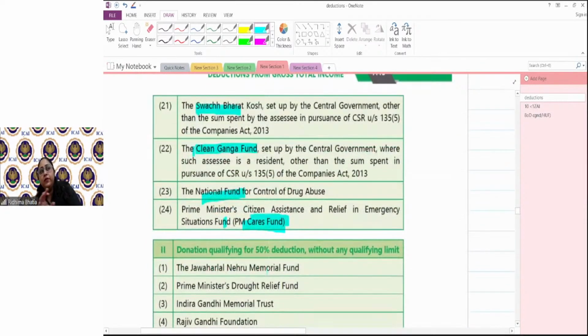So if you remember what is in the 50%, apart from that, all the Prime Minister related, Chief Minister related, national welfare related would go in the 100% category. Because what is in the 50% category? The Nehru family: Jawaharlal Nehru Fund, Indira Gandhi Fund, and Rajiv Gandhi. Jawaharlal Nehru, his daughter Indira Gandhi, and her son Rajiv Gandhi, okay. And apart from that, one only Prime Minister Fund is there which is under the 50% category, which is the drought fund. Drought fund is under the 50% category.